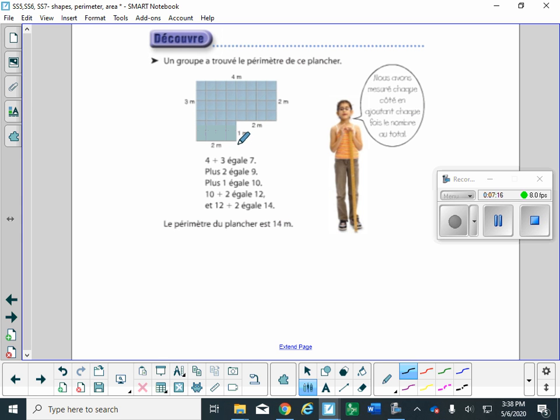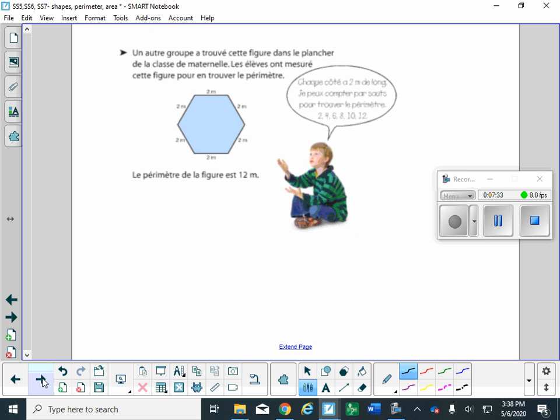Kind of a funny way that they did it, because normally what we were just doing, that equaled 1, but here you can see 2 of these equals 1. So the scale that they have used is each one is half a meter, which is kind of a tricky way to do it. Or this one, each side is 2 meters long, so I just need to add it up. 2, 4, 6, 8, 10, 12. So the perimeter of that shape is 12 meters.